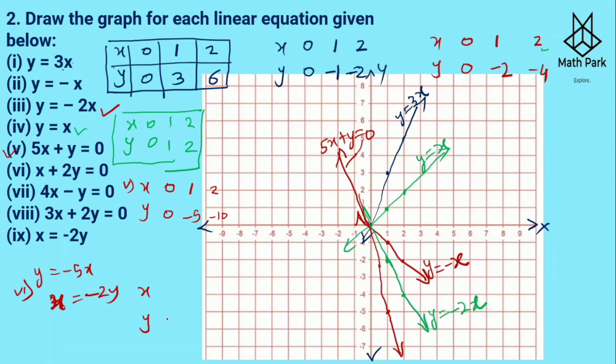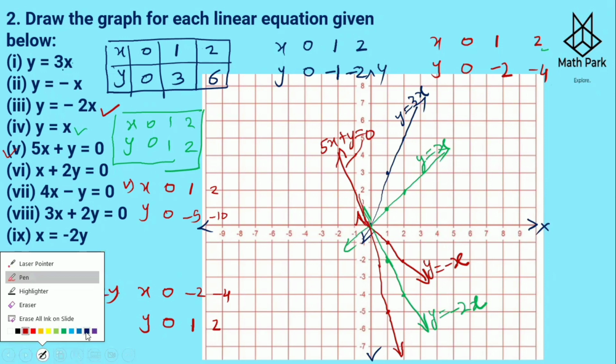Here I'm going to put y is equal to 0, so you get x is equal to 0. Since I have made x the subject, I'm putting the values of y first. If y is equal to 1, I'm getting x is equal to minus 2. If y is equal to 2, I'm getting x is equal to minus 4. So this is for the sixth one.